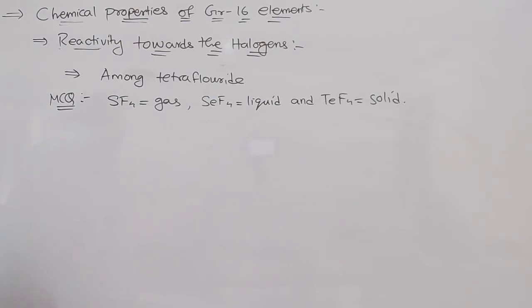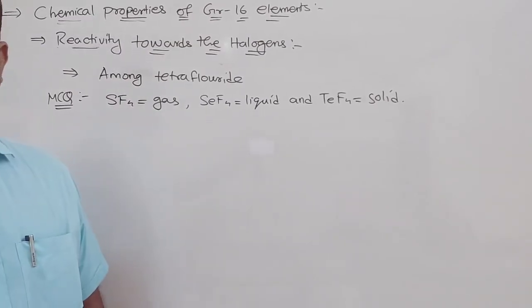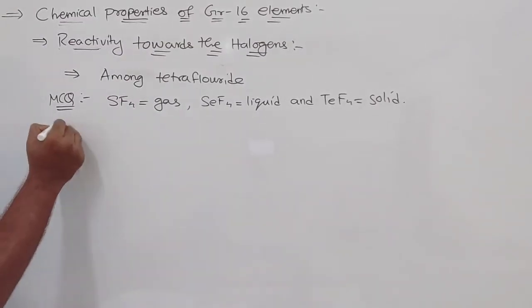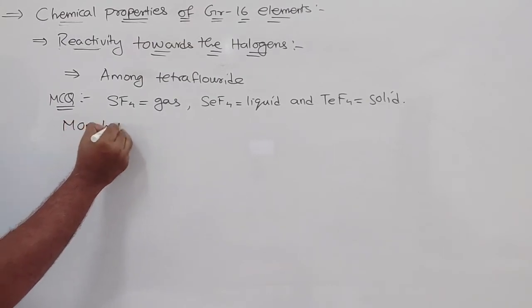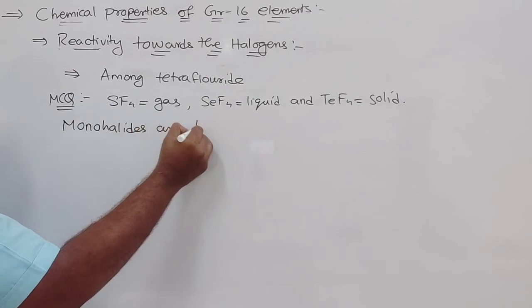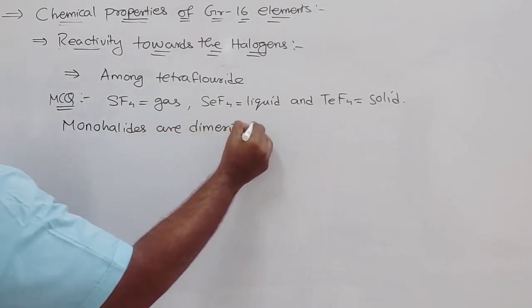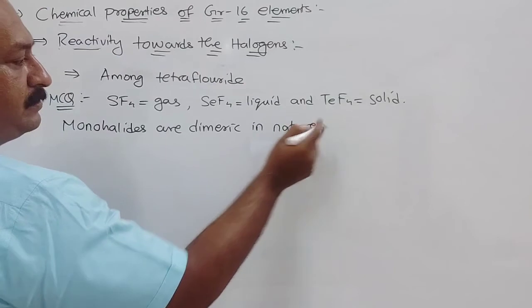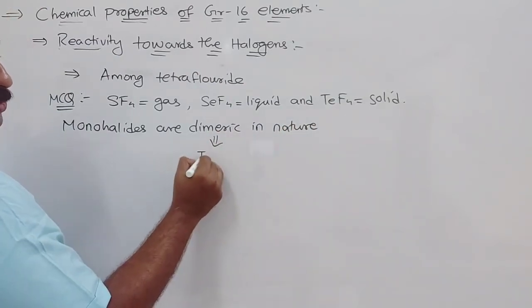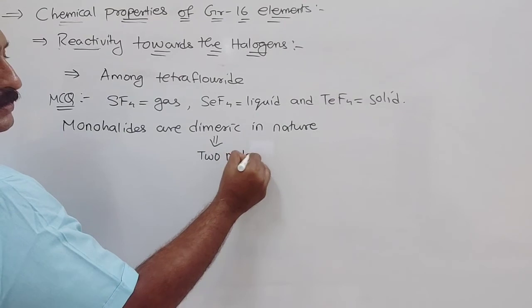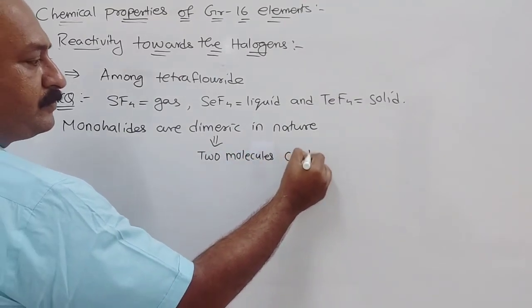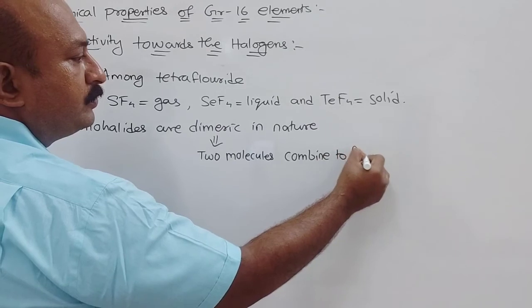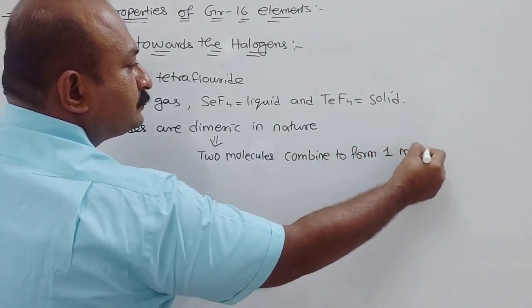Understood? Now another topic is also left out. Monohalides are dimeric in nature. They have been given there. Now I will explain what that is. When we say monohalides are dimeric in nature, what is the meaning of dimeric? It means two molecules combine to form one molecule.